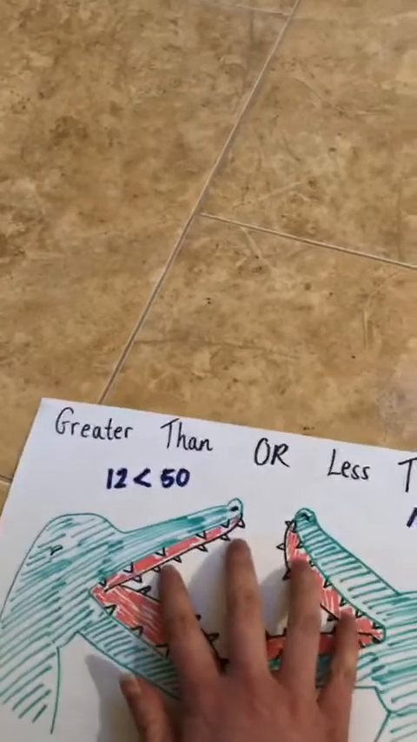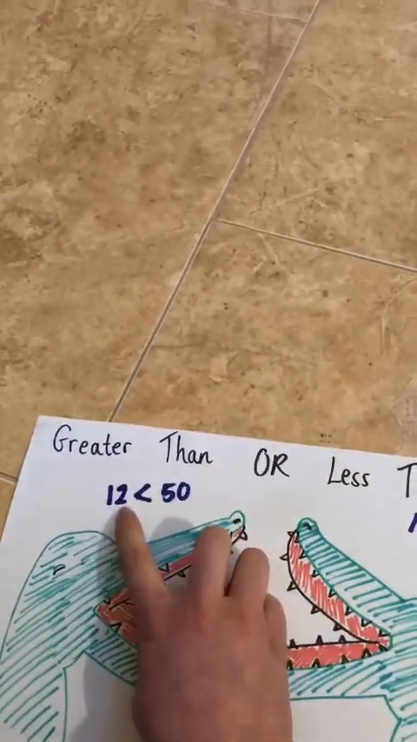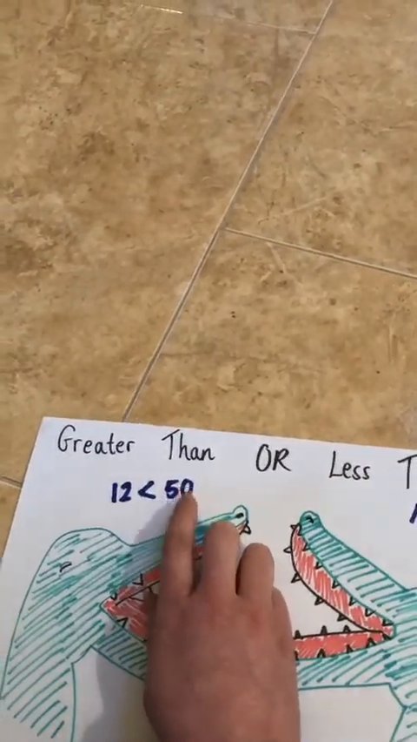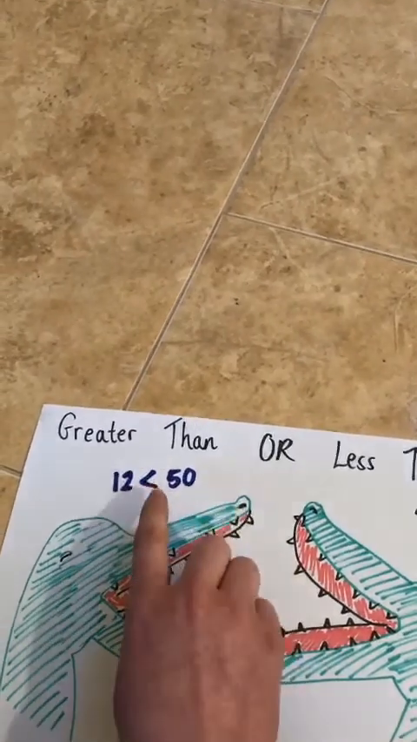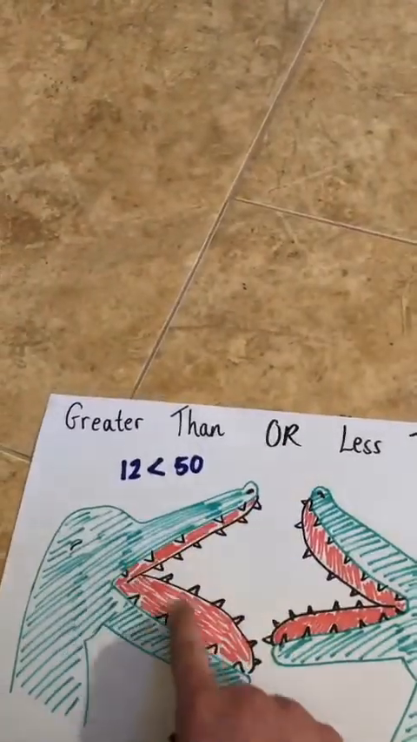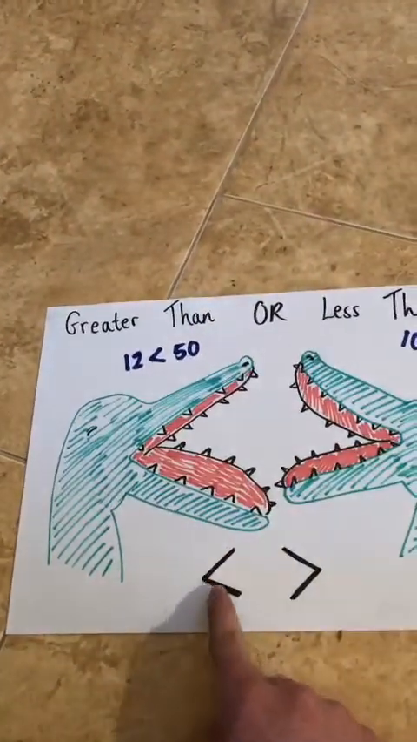The same on this side. The 50 and the 12, the 50 is greater than, it's bigger than the 12. So the crocodile wants to eat it that way this time. So we're using this crocodile mouth and this sign.